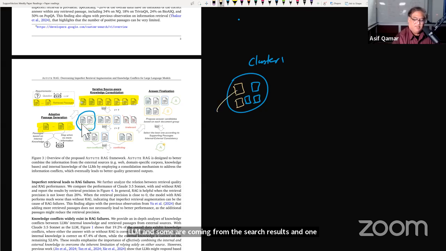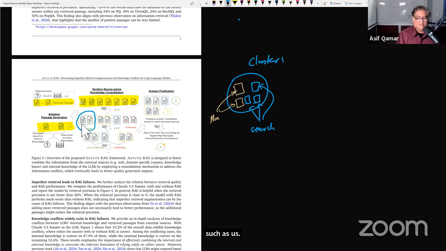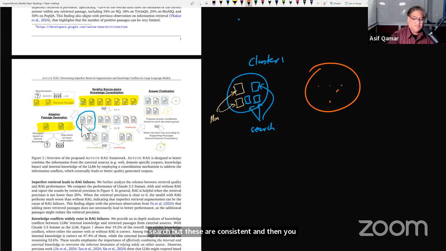And let me just give it a name. These two are from the LLM, and these are coming from search results. But these are consistent. And then you can create another cluster with similar results such that they are all consistent. And then you might end up with a single cluster with just one document. And then you might end up with, in the search results, documents that are just irrelevant, right? That is what they are pointing out here. So now what do you have?